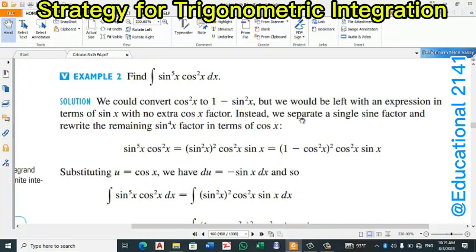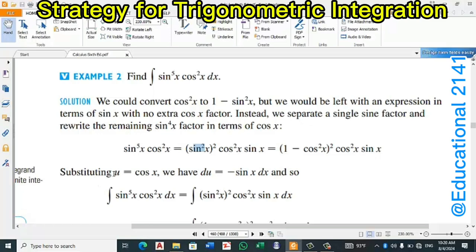Instead, we separate a single sine factor and rewrite the remaining sine x to the power 4 factor in terms of cosine x. Now look, sine of x to the power 5 times cosine of x to the power 2 is equal to sine of x squared, squared, times cosine of x squared times sine of x. Here, we separated one sine x from sine of x to the power 5. Okay, and it is equal to 1 minus cosine of x squared, squared, times cosine of x squared times sine of x, using the identity instead of sine of x squared.